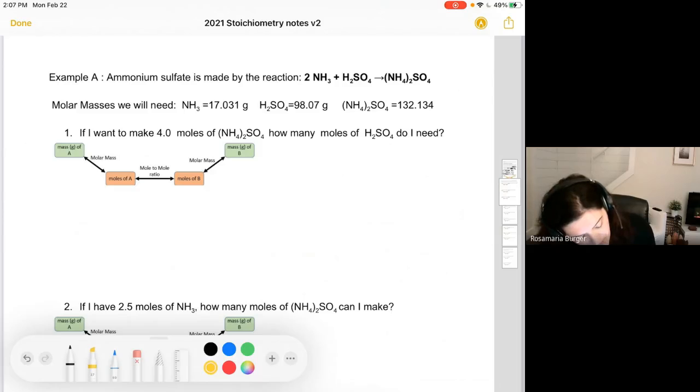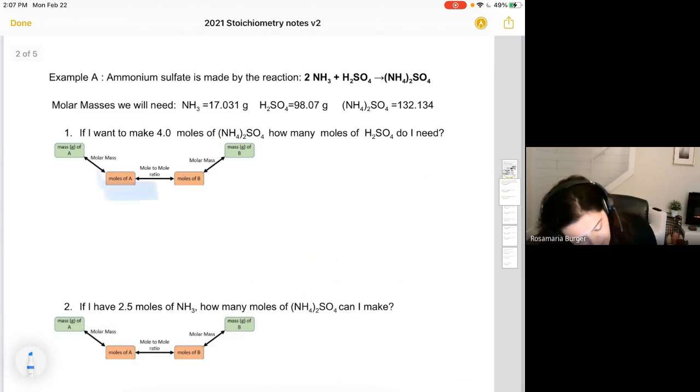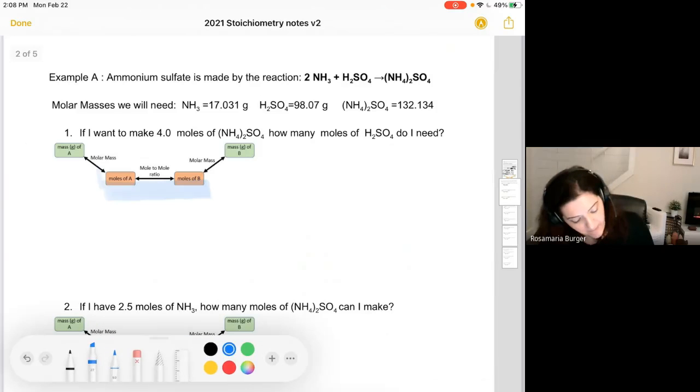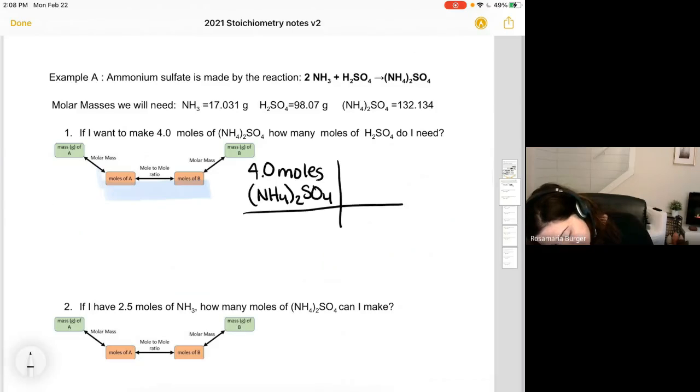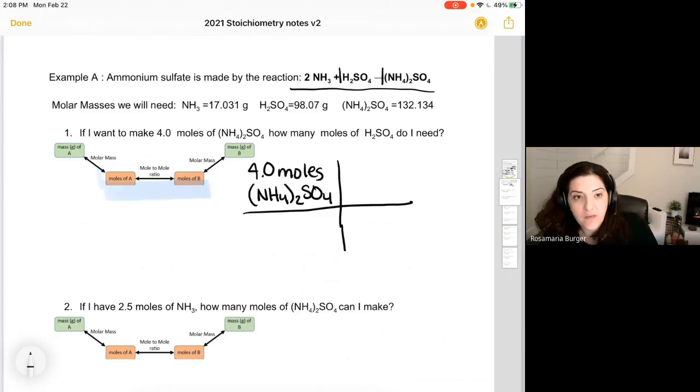So I'm going from, I'm going to highlight this in blue, moles A to moles B. So this should be a pretty quick change, okay? So if I have 4.0 moles of NH4 2SO4, well, I know for every, look at our formula here, for every 1 mole of that, I also use 1 mole of this. It's going to give me 4.0 moles, but let's do it anyways.